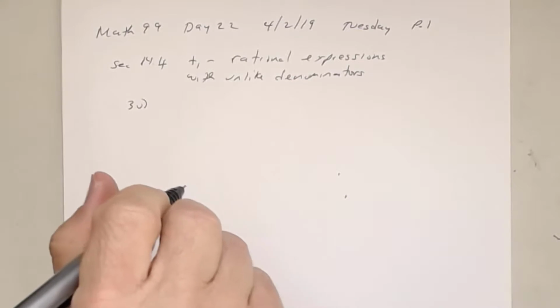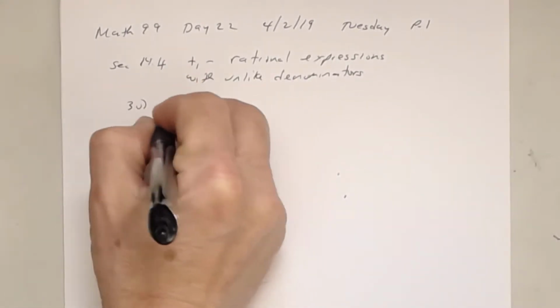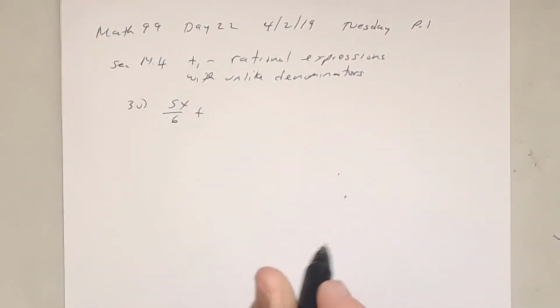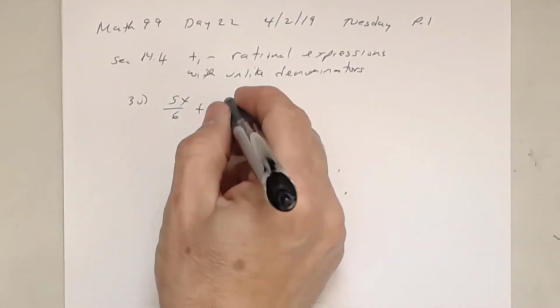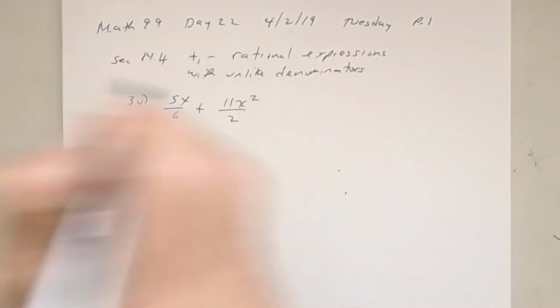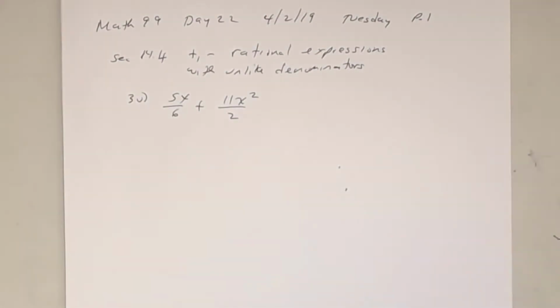So number 30, you have 5x divided by 6 plus 11x squared divided by 2. So you want to add those two rational expressions. So what's the first step? The LCD. Okay, before you find the LCD, you need to factor the denominators if you can. Okay, but these are monomials, so there's nothing to factor. Now, what is the LCD? 6. So the LCD is 6.